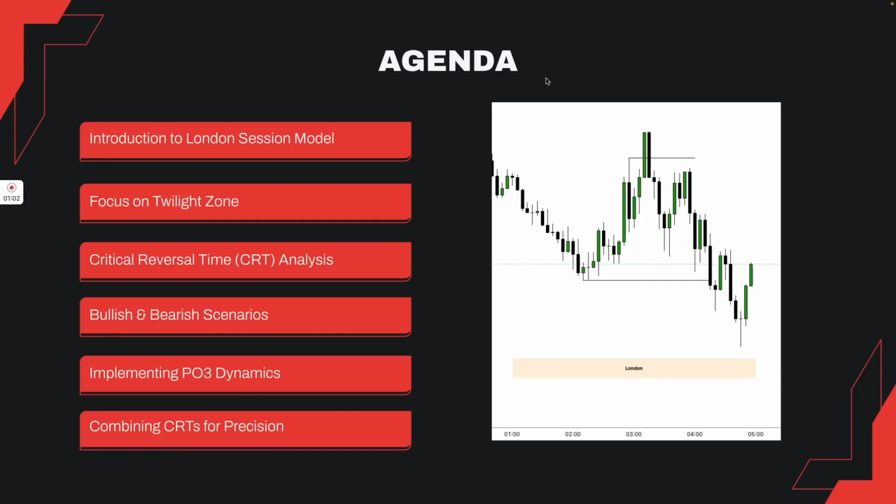So here is the agenda for the lesson. We will have the introduction. Secondly, I will describe what the twilight zone is. A critical reversal time, meaning where is the highest probable CRT within the London session model. I will show you bullish and bearish scenarios. How can we implement the power of 3 to the London Twilight model? And how can we combine CRTs for precision?